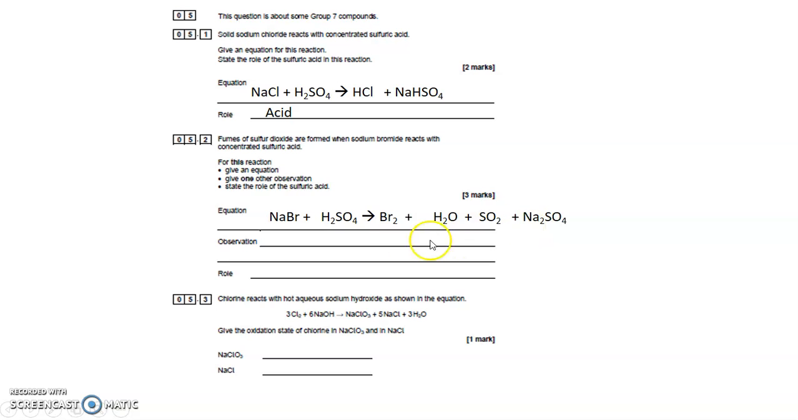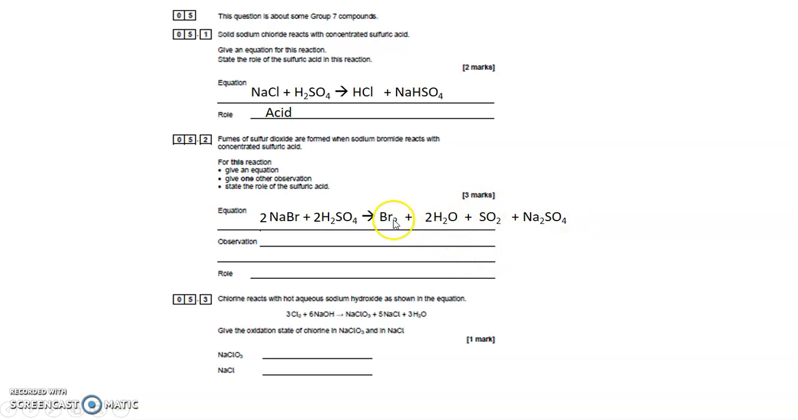How am I going to balance that? Well, I've got 2 Brs and 2 Nas, so I'm going to need 2 in front of the NaBr. I haven't got enough O's on the left-hand side. I've got 4, 5, 6, 7 on the right-hand side, so I'm going to have to put a number in front of this. Let's try a 2. 4 H's now, a 2 in front of the H2O, and that balances the oxygens. 8 on this side, 2, 4, 6, 7, 8.